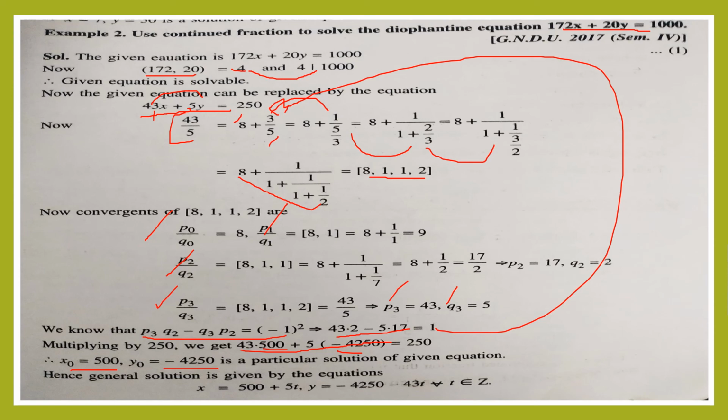Very easy. One thing you should note is that Pn over Qn must be equal to A over B. So first of all you will find P3, P4 like that. Then use this result. From this result you will find x naught, y naught, and the general solution is given by the formula x is equal to x naught plus Bt, and y is equal to y naught minus At.